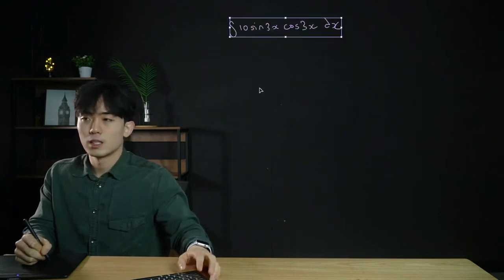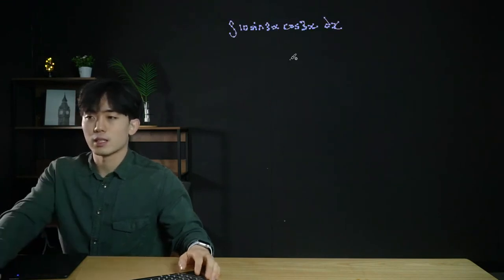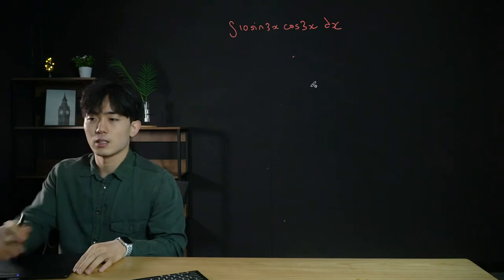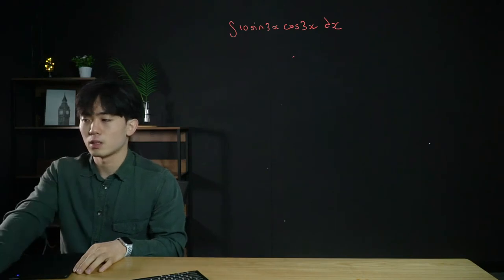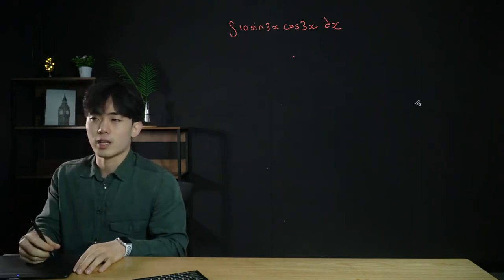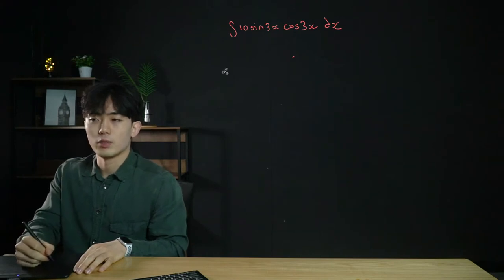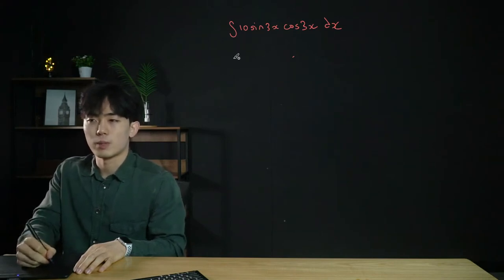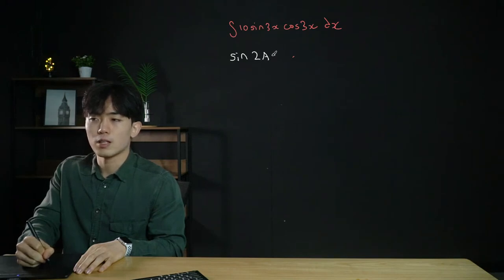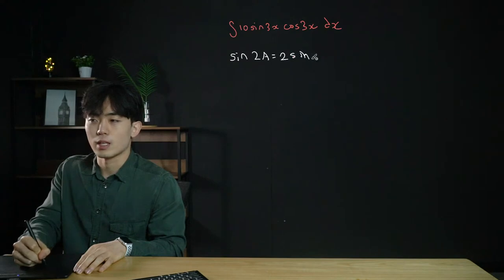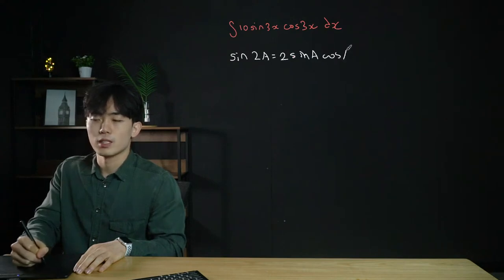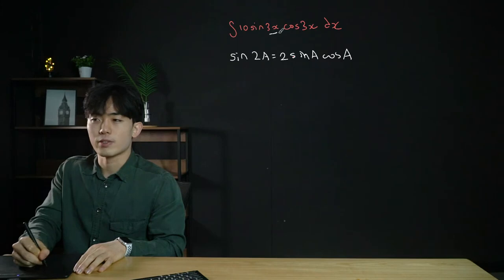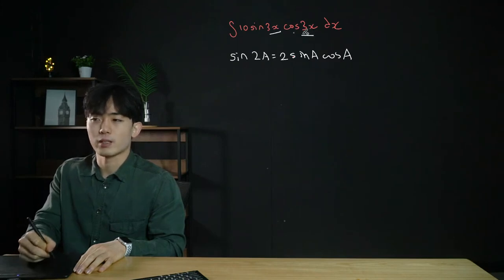Okay, let's look at another example. Let's look at this: 10 sine 3x cos 3x. This is an example of using the other double angle formula, more specifically the sine 2a formula. We can rewrite sine 2a as 2 sine a cos a. If you notice, our a in this case is 3x, because we have the same angle here, 3x, 3x.